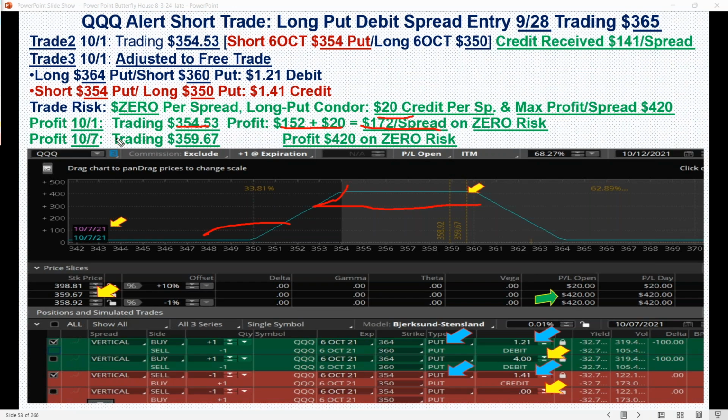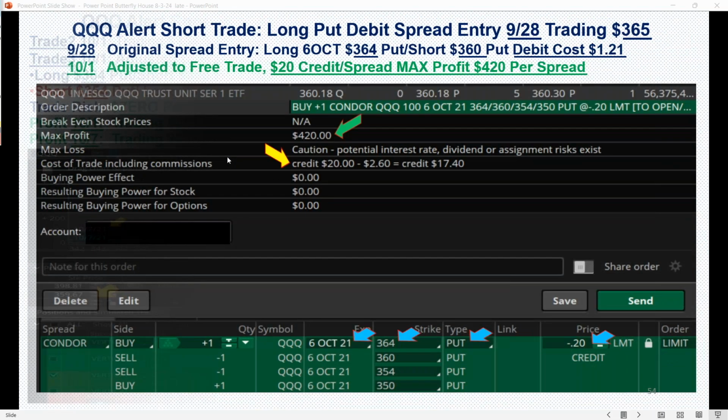And then on the 7th, it was trading right there, max profit right inside of that profit zone. So it was up $420 on zero risk. So that's the beauty of that. So those are things that you can do. We're constantly looking at. All right, so our trade had zero risk, potential to make $420, and our at risk was nothing. We actually had a credit.